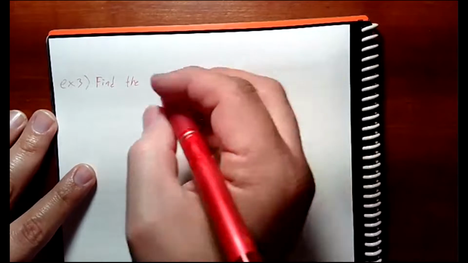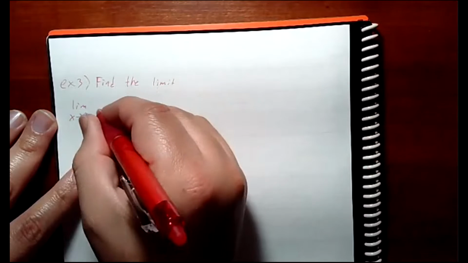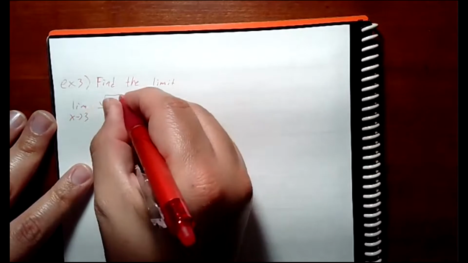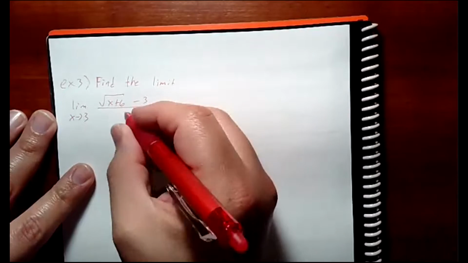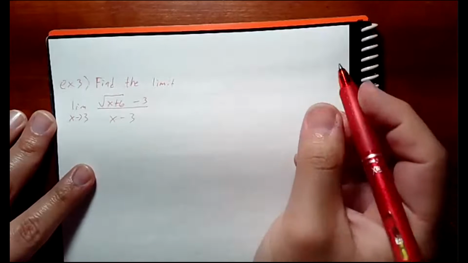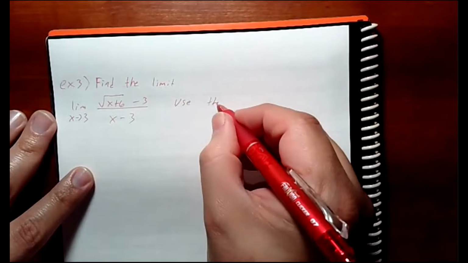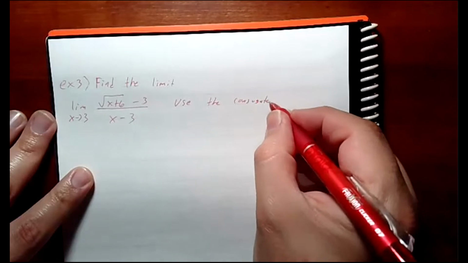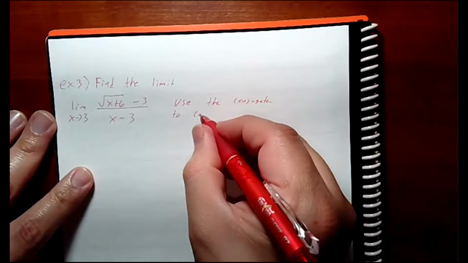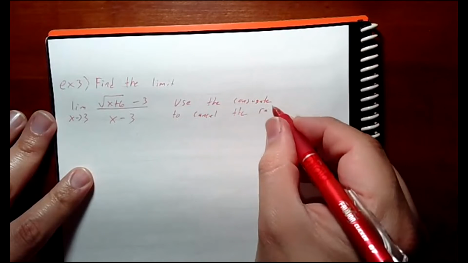Find the limit as x approaches 3 of the square root of x plus 6 minus 3 over x minus 3. So for this type, use the conjugate to cancel these radicals. You guys remember what conjugate means?